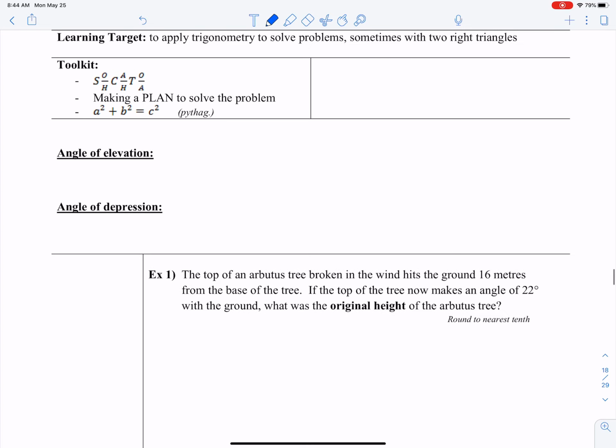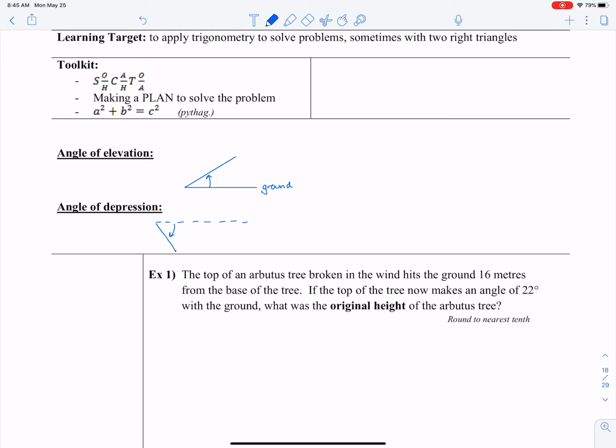So just a review about angle of elevation and angle of depression. A reminder that angle of elevation is always from the ground up at an angle, like this. That's the angle of elevation. And then the angle of depression, you make an imaginary line in the sky, and then it's going down this way. And that's the angle of depression.